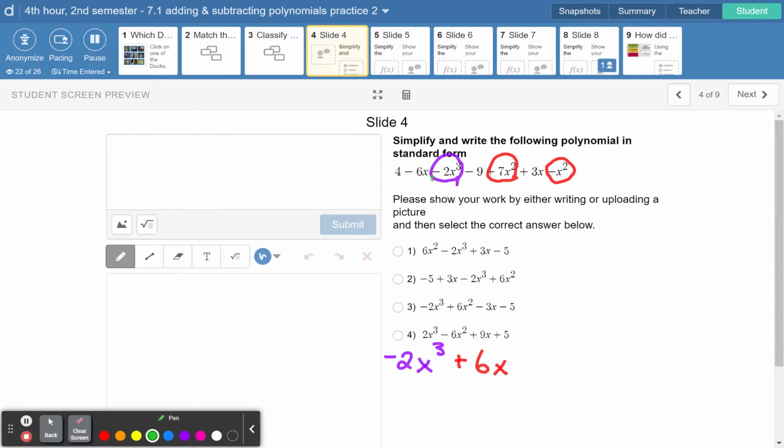Then we go down the line. We look at the exponent of 1, which is negative 6x, because x has an exponent of 1, and then positive 3x. Combine them to be negative 3x. And then we just look at the constants, the ones without the variable. 4 minus 9 would get you minus 5.